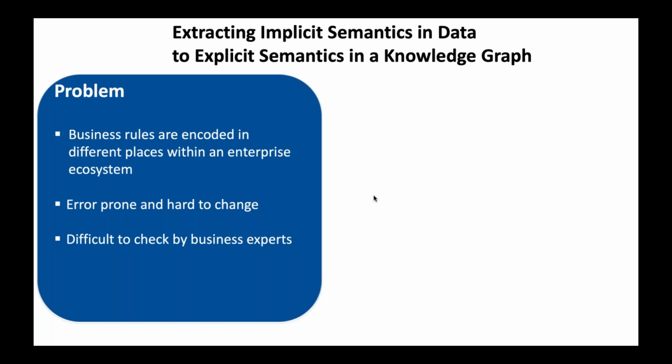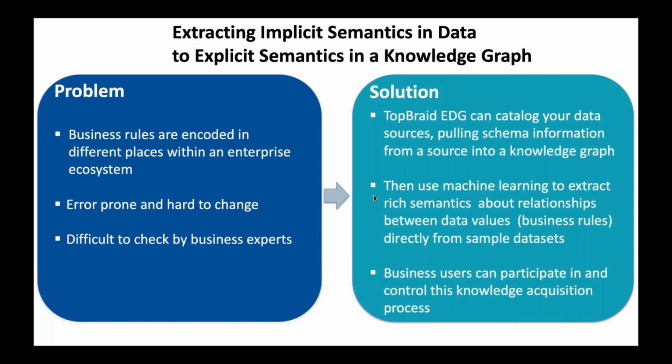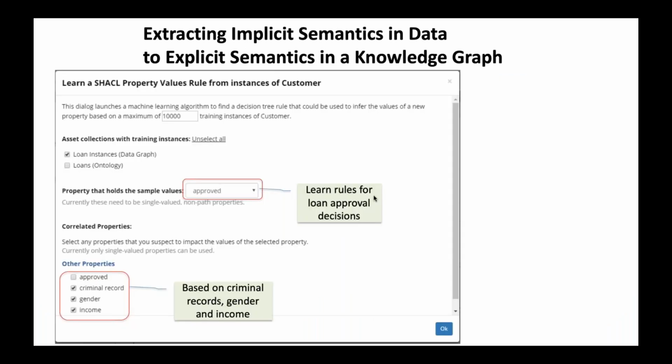Because actually, often the business rules that are important are in fact embedded in our data. And we could turn this process around and say, well, given our data, what can we learn from it? Can we learn some rules and definitions from it? And Tabroid Edge can help you with that as well. And that approach, in fact, uses machine learning to gain some understanding from the data. It's a guided machine learning, and then the result is encoded in the knowledge graph for review and curation by experts.